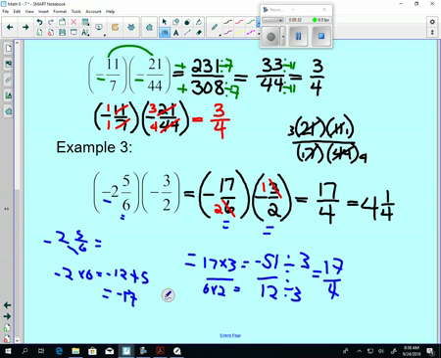Because these things were negative and negative, they became positive. Negative 17 times a negative 3 gives us positive 51. So we divide both by 3, we get 17 over 4, and then divide 17 by 4, we get 4. 4 times 4 is 16, and we're left with 1 quarter. 17 minus 16 is 1, so we got 4 and 1/4.